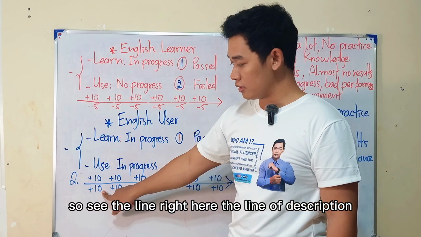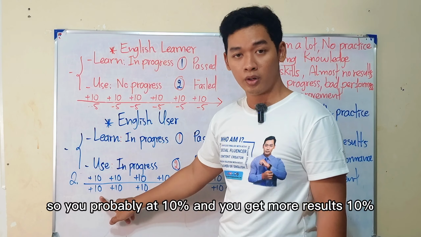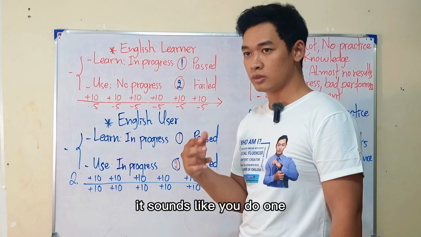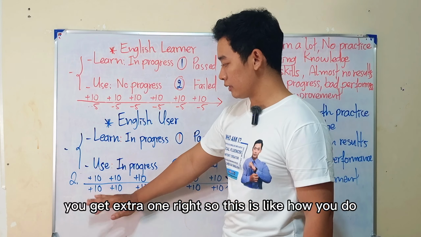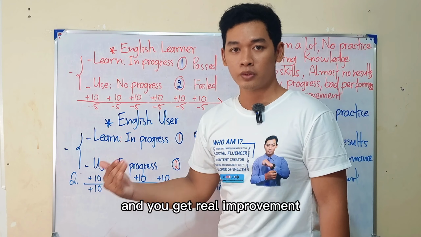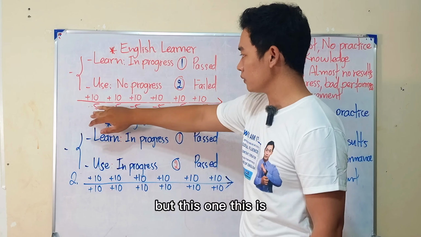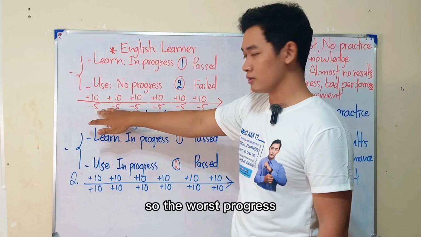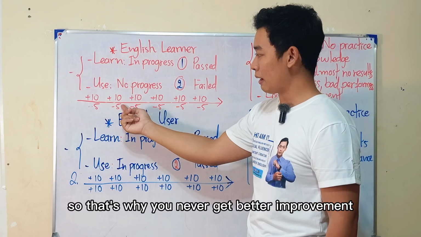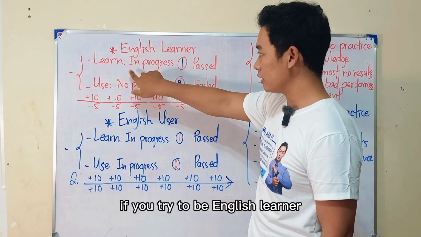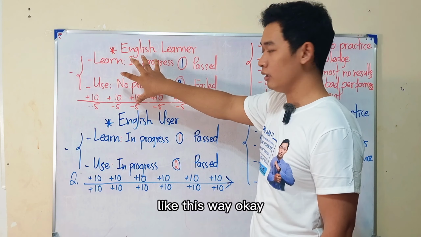So see the line right here, the line of description. You probably add 10% and you get more results, 10%. It sounds like you do one, you get an extra one, right? So this is how you do and you get real improvement. This is strong improvement or better performance. But this one is the poor progress, something pretty bad to keep moving. So that's why you never get better improvement if you try to be an English learner this way, okay?